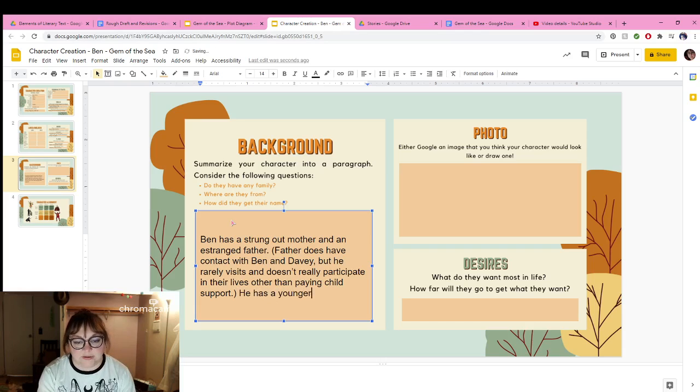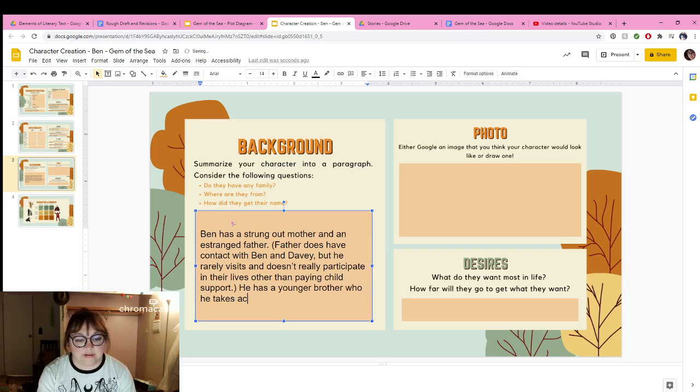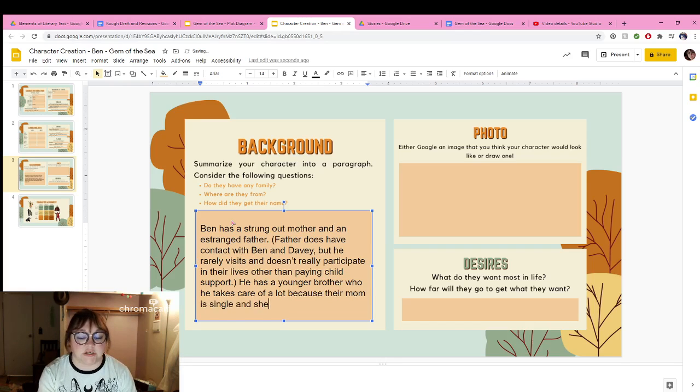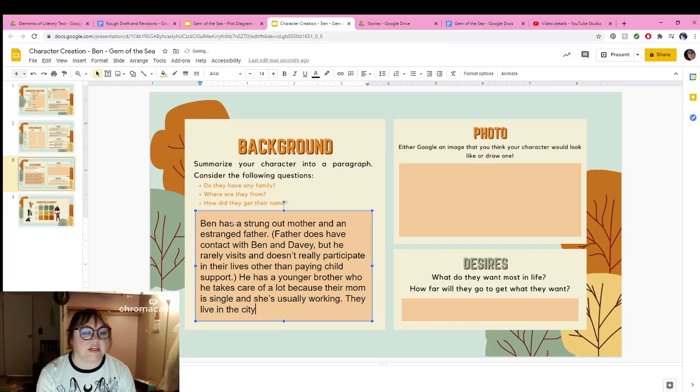He has a younger brother who he takes care of a lot because their mom is single and she's usually working. And their grandparents obviously live away at the coast. Where are they from? They live in the city. How did they get their name? Me as the writer, I can't remember where Ben came from, but because it's a story about the ocean, Davy got his name from Davy Jones, Davy Jones' locker. And that's why I put Jones as Ben's last name, because of Davy Jones. So that's where those came from.